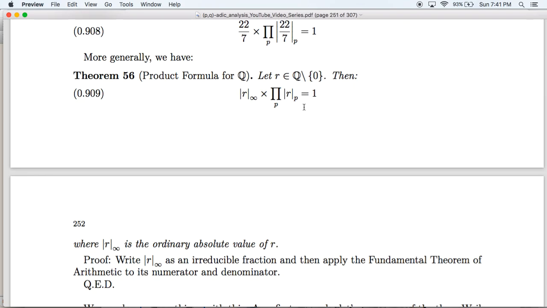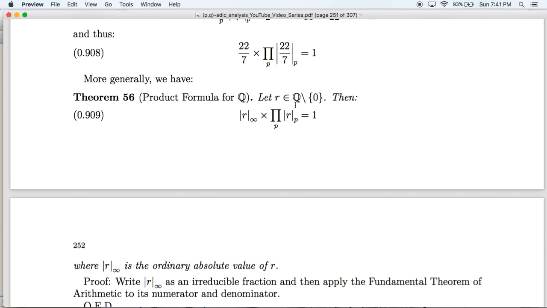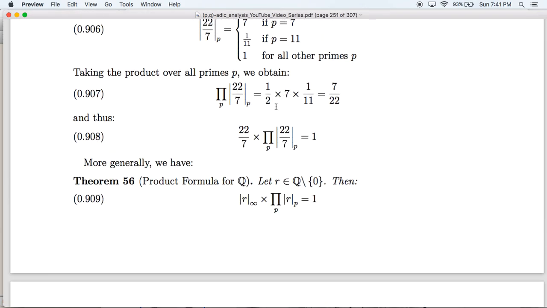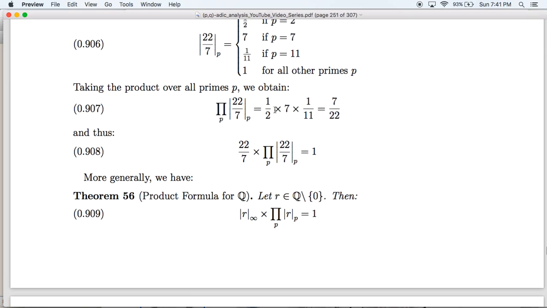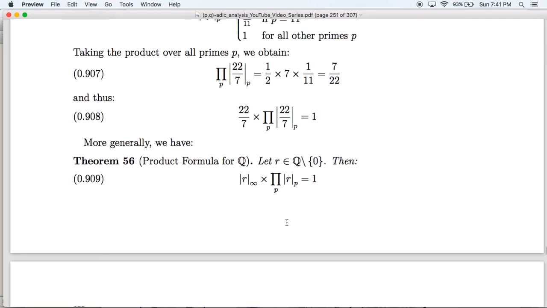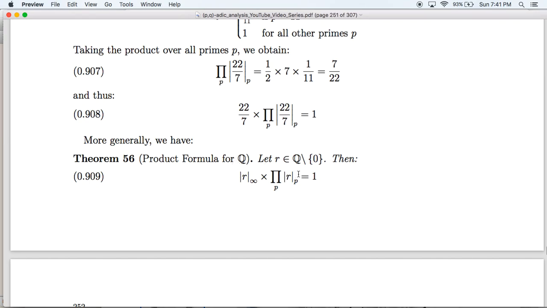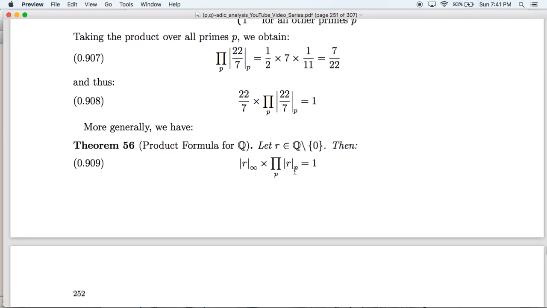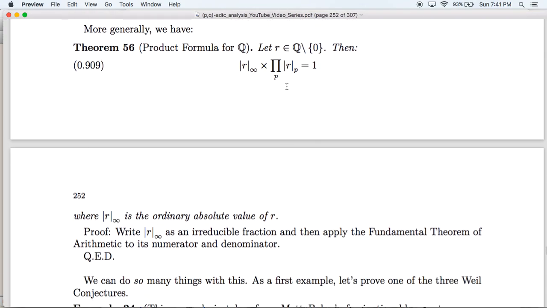The reason why this infinite product converges is due to the fact that any rational number will contain only finitely many prime factors in its numerator and denominator. And so for all but finitely many primes p, this product is equal to 1. And therefore it reduces to a finite product and converges. But how it reduces, of course, depends on our choice of rational number r. And the proof, of course, is just the fundamental theorem of arithmetic.